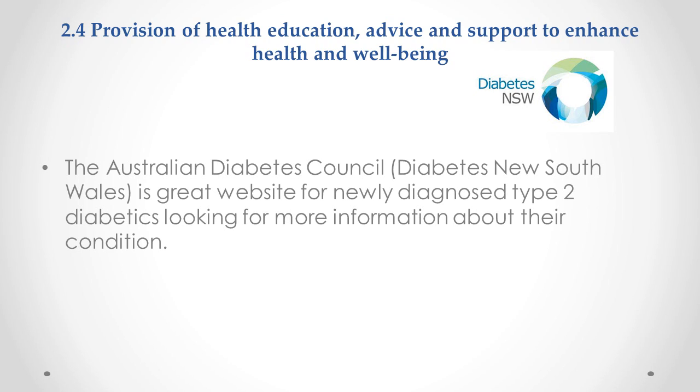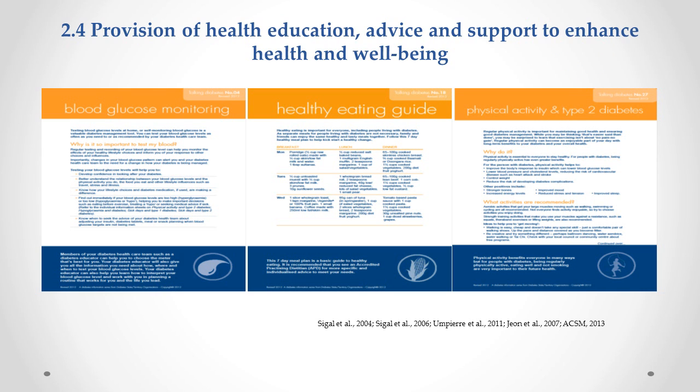Throughout my placement, a number of my clients were directed to the Australian Diabetes Council, which is a great website for the newly diagnosed type 2 diabetic looking for more information about their condition. Here is an example of some of the advice clients I worked with were directed to. These are information sheets regarding type 2 diabetes and the importance of increasing physical activity and promoting healthy behaviours. These information sheets are available through the New South Wales Diabetes Council websites.